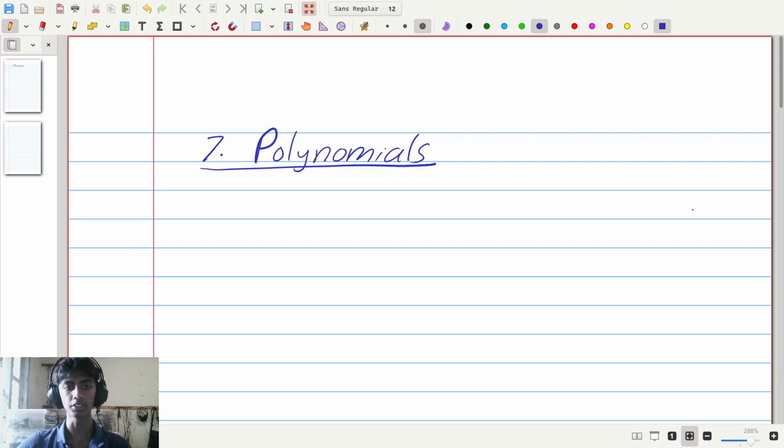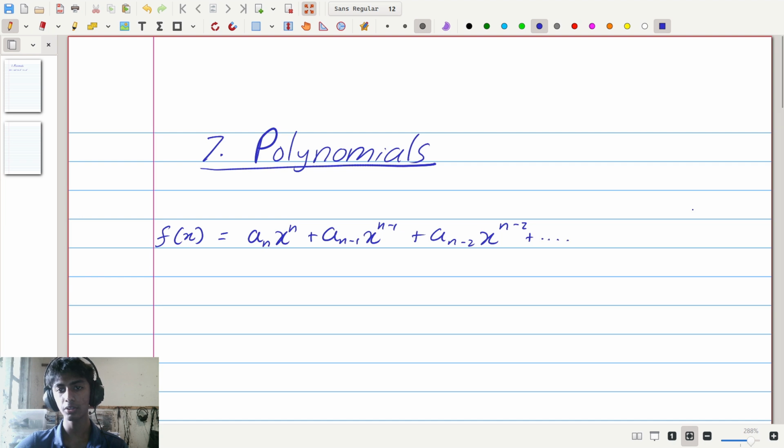So any polynomial function is a function that is of this form. A function f(x) that is of the form a_n x^n + a_(n-1) x^(n-1) + a_(n-2) x^(n-2) + ... all the way down up to + a_2 x^2 + a_1 x^1, or simply a_1 x, + a_0 times x^0, and x^0 is 1. So we have just a_0. So this is a polynomial function.